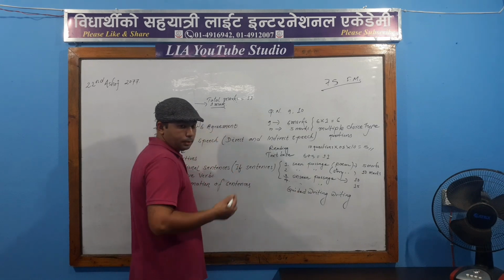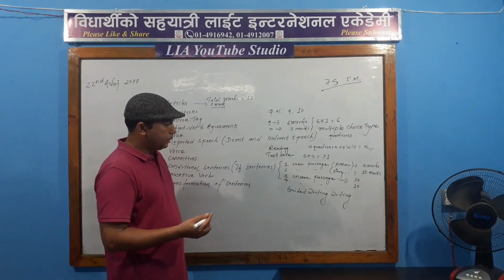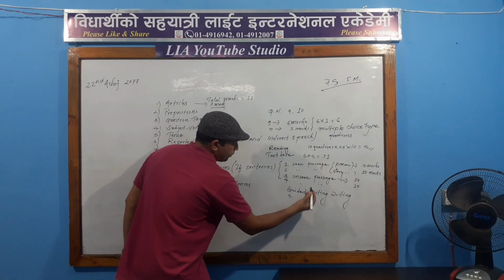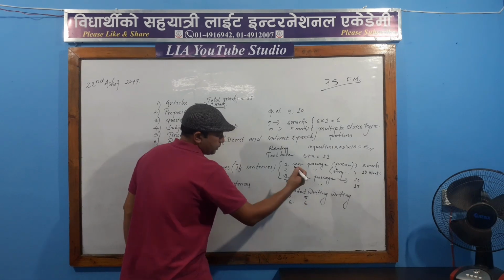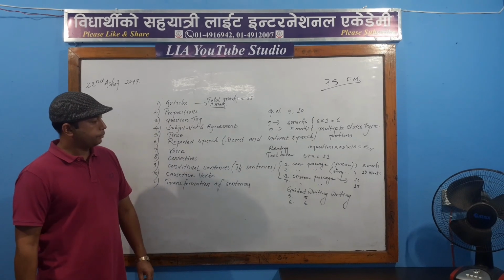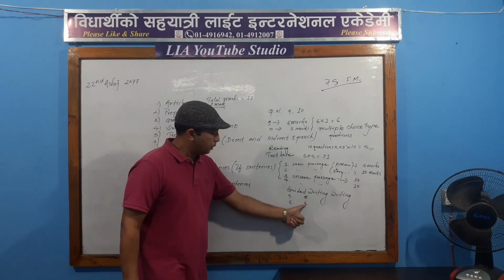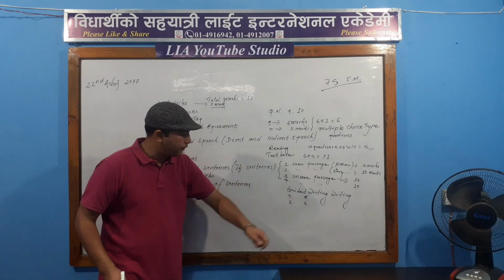There are 2 types of questions in guided writing also. Question number 5 for 5 marks and question number 6 for 6 marks. Okay. 5, 5, 6, if I am not wrong, I'll calculate later on. Sometimes it will be 5 also.